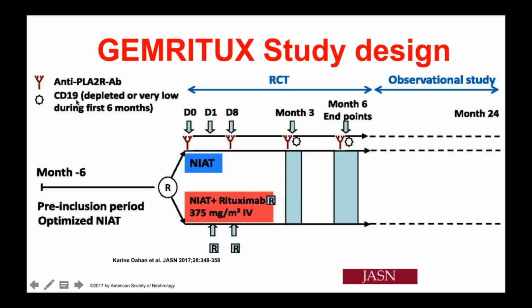And CD19 counts were measured at month 3 and month 6. Okay, so this is something which is important. So what did they find? Here are the key findings.